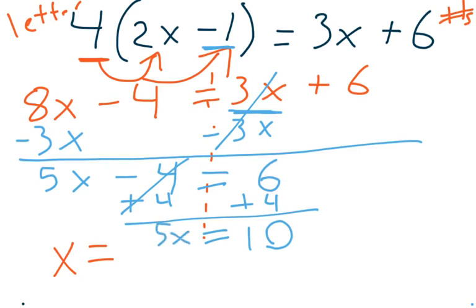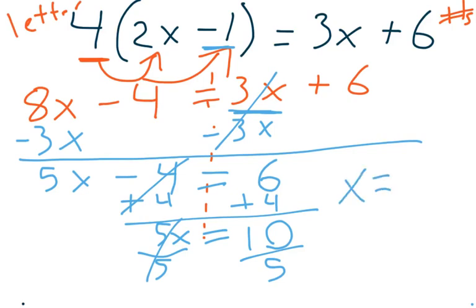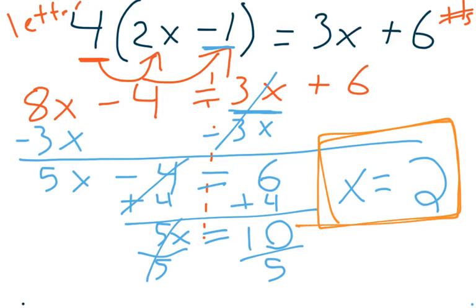Now my x is not by itself yet. It has a 5 stuck to it. Anytime you see a number and a letter stuck together, that means that you're multiplying them. So we have to do the opposite of multiplying by 5, which is dividing by 5. We're going to divide both sides by 5, and that makes our x be by itself. And then when we divide 10 by 5, we get 2. So our answer is x equals 2.